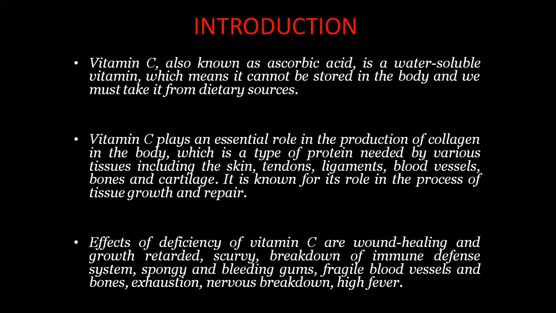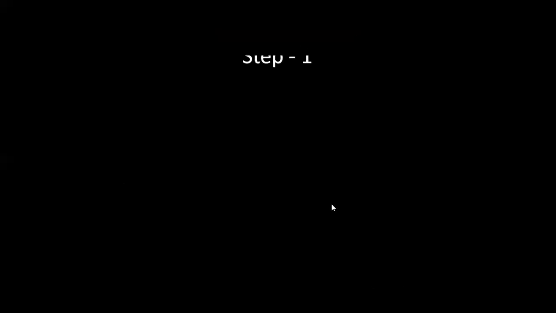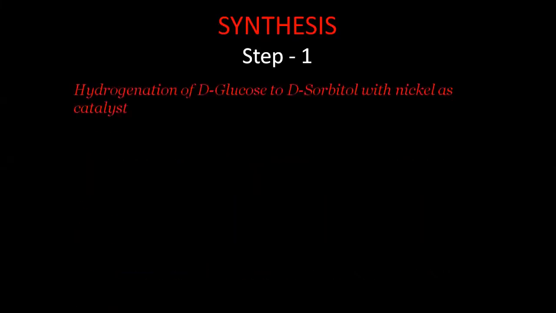So now what we'll be trying to see is how to synthesize vitamin C from D-glucose. The first step in the synthesis of vitamin C from D-glucose is hydrogenation of D-glucose to D-sorbitol with nickel as catalyst. I hope everyone understands what hydrogenation is. Hydrogenation is a process of addition of hydrogen. So how do we do it? We take the help of nickel as catalyst.